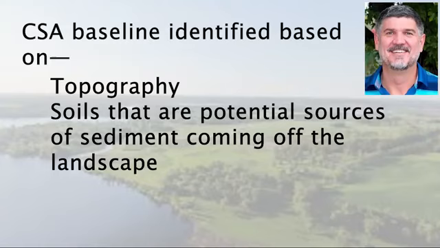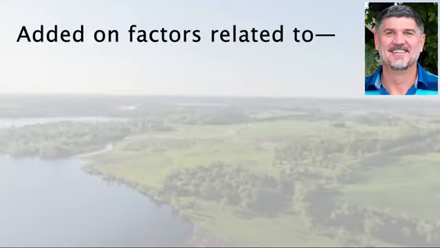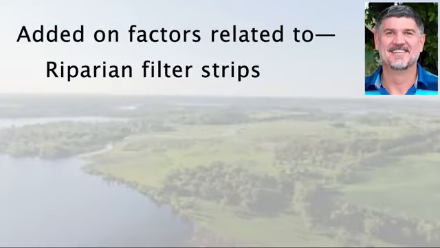With that as the baseline, we then added on those factors related to riparian filter strips and feedlots, to see how those things overlaid. And so when we had a particular part of the watershed where many of those factors were all happening at once, we knew that was going to be a potential hotspot where we should be focusing our activity to try to develop additional voluntary conservation opportunities.